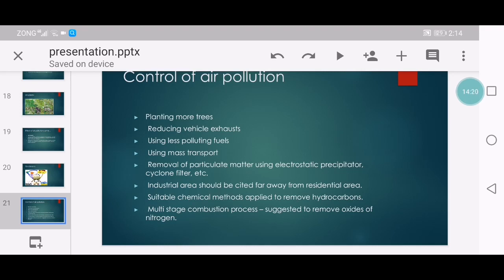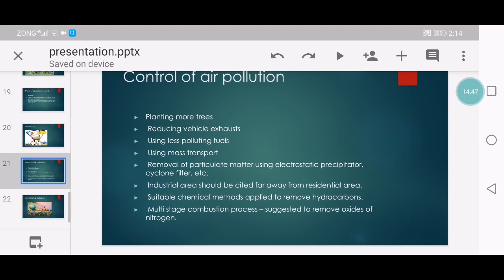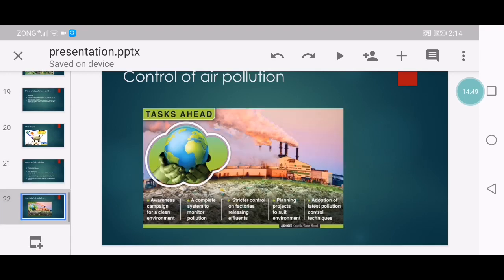removal of particulate matter using an electrostatic precipitator, cyclone filter, etc. Industrial areas should be sited far away from residential areas, and suitable chemical methods applied to remove hydrocarbons. Multi-stage combustion processes are suggested to remove oxides of nitrogen.